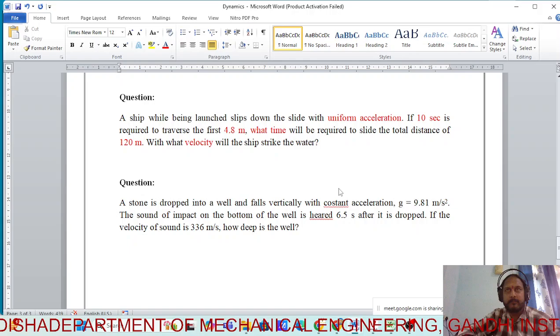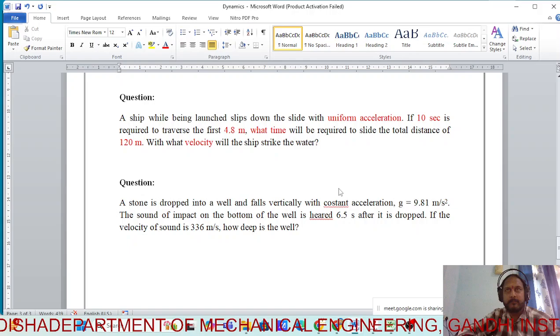When the stone touches the water, the stone will go inside the water. But something is heard in your ears. What is that? Sound. When that particular stone touches the water, the sound travels to your ears. It takes some time, that is T2. So T1 plus T2 is 6.5 seconds.